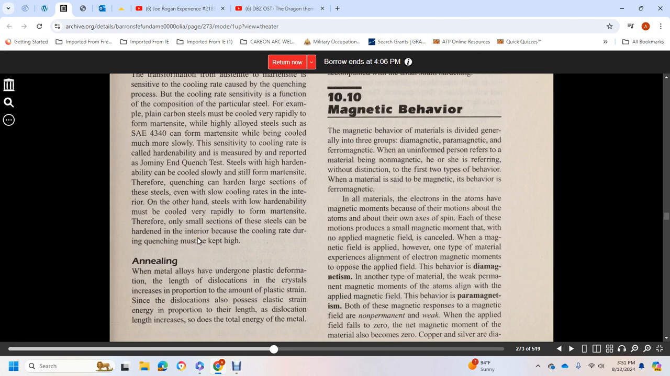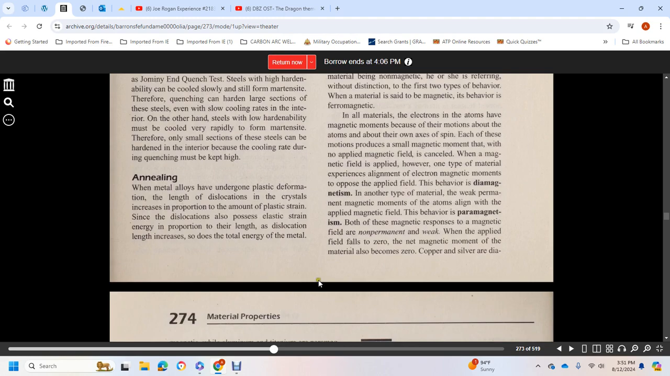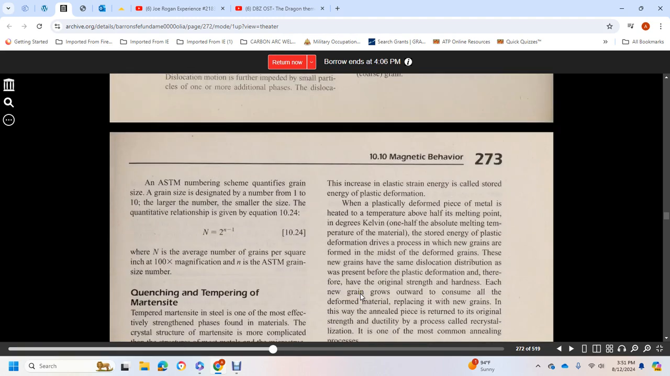Annealing. Most alloys undergo plastic deformation, which increases the length of dislocations in the crystals. The dislocations possess elastic strain energy proportional to their length, so the increase in dislocation length increases the total energy of the metal. This increased elastic strain energy is called the stored energy of plastic deformation. A plastically deformed piece of metal is heated to a temperature of about half of the melting point in Kelvin, that is, half the absolute melting temperature of the material.